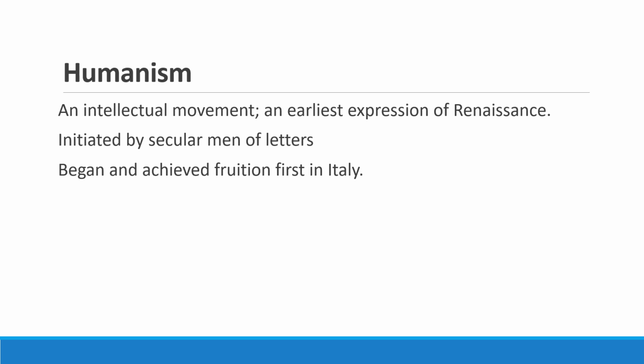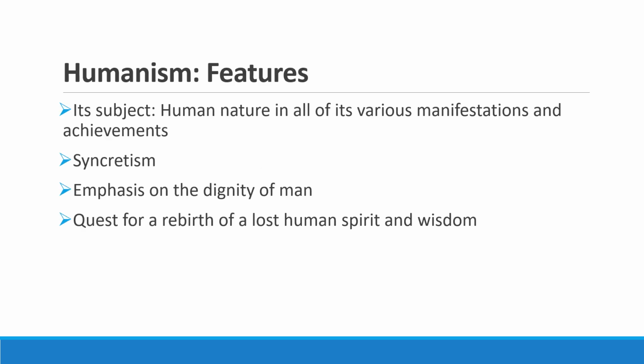Humanism is considered as an earliest expression of the Renaissance. It was initiated by secular men of letters. So here we see a shift from the chains of religion, and humanism began and achieved its fruition first in Italy. The features of humanism: its subject is human nature in all its various manifestations and achievements.